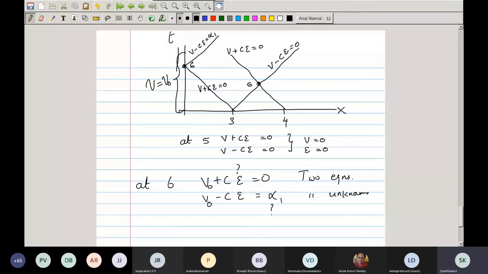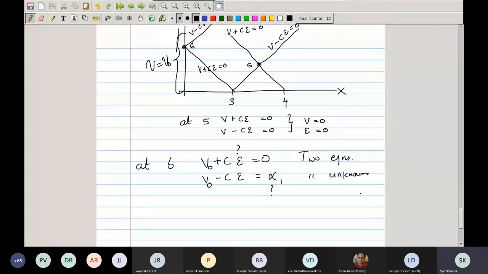So now we can find out what is my epsilon. My strain is simply minus v naught by c, and my alpha 1 is minus, I think, 2 v naught.